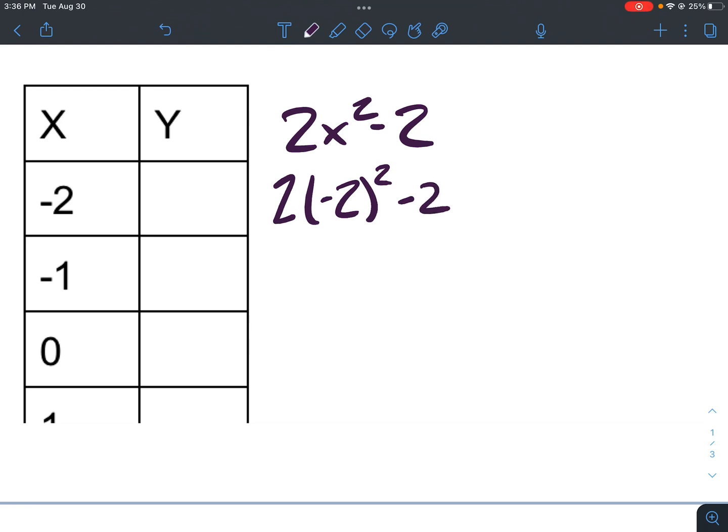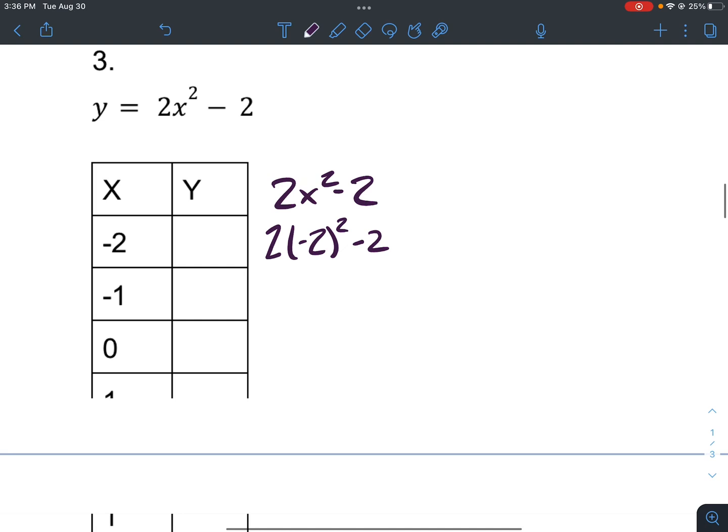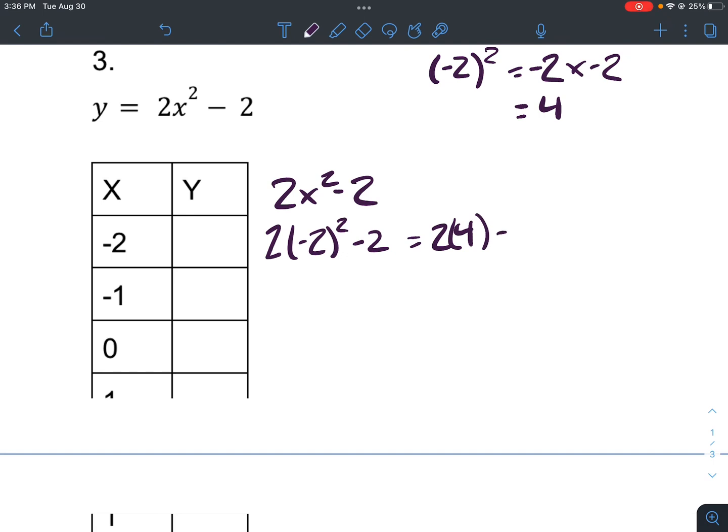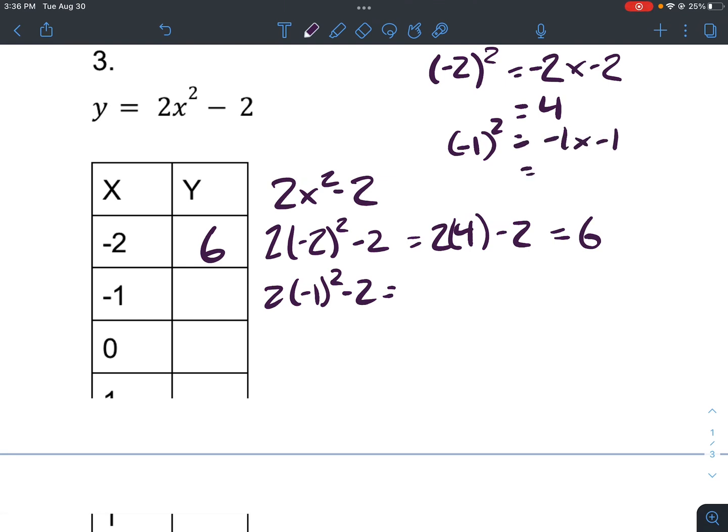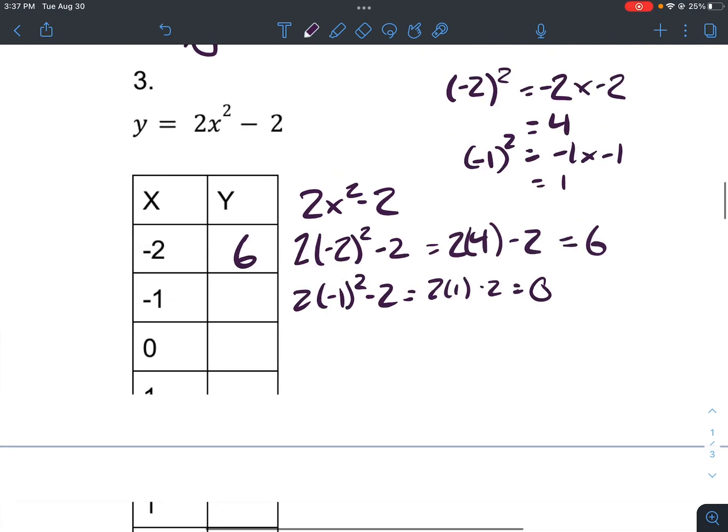So in plugging this in, we're going to get 2 times negative 2 squared minus 2. Remember, if we have negative 2 squared, this is going to equal negative 2 times negative 2, which is positive 4. So this is 2 times 4 minus 2, and that's going to equal 6. We plug in negative 1, we're going to get the same deal. Negative 1 squared is negative 1 times negative 1, which is positive 1. So we're going to have 2 times 1 minus 2, which is 2 minus 2, and that is 0.